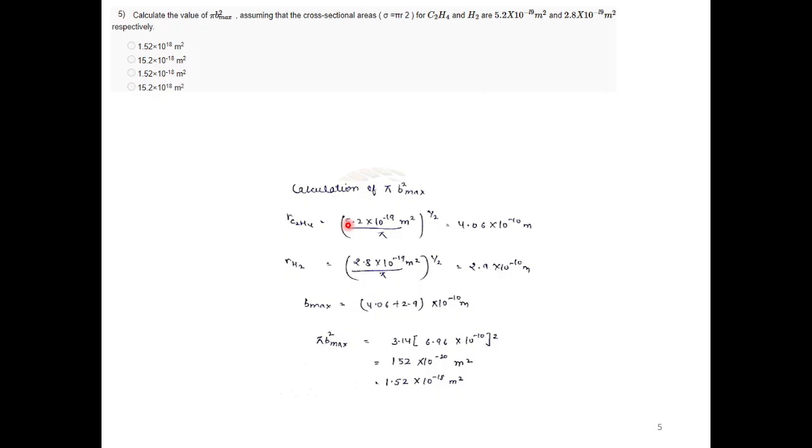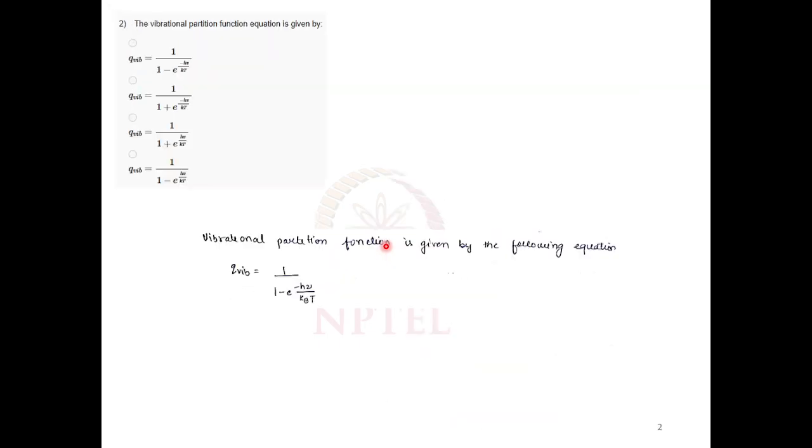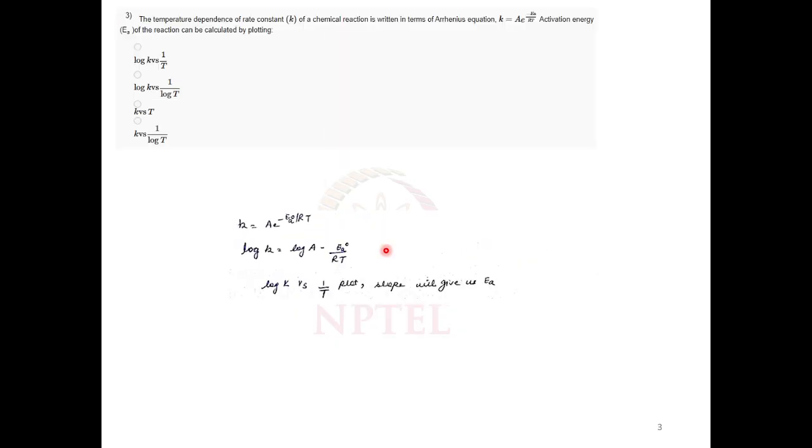So in all of the cases, this increasing value is this one. So for that we need to find the value on both sides, and activation energy is 51.962 kilojoule per mole. So here the total vibrational partition function is coming 1 by 1 minus e to the minus h nu by kT, and next, the value of log k versus 1 by T is basically giving this activation energy.